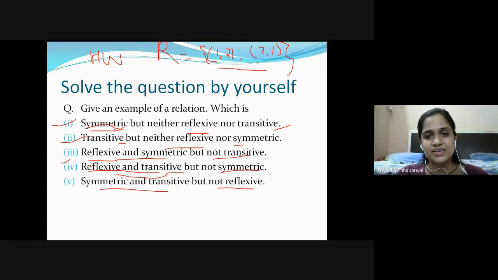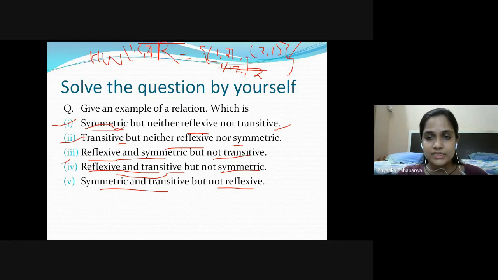So first you check whether it is reflexive. Suppose your set is 1, 2 and 3. Is it reflexive? No, it is not reflexive. Why is it not reflexive? Because we do not have the identity elements. Reflexive means it should contain 1 comma 1, and 2 comma 2. This type of element is not there, so it is not reflexive.